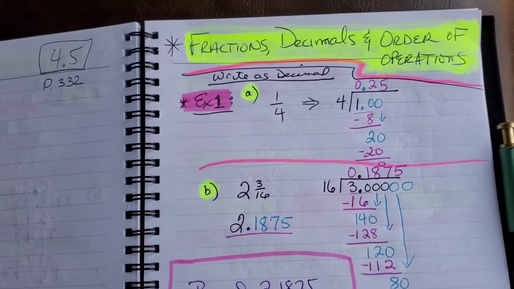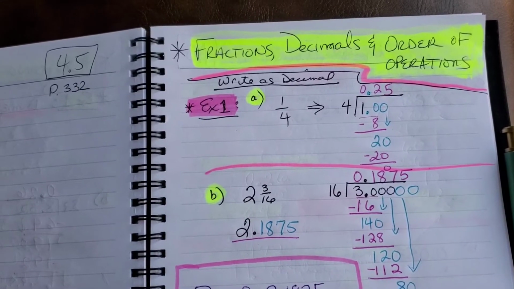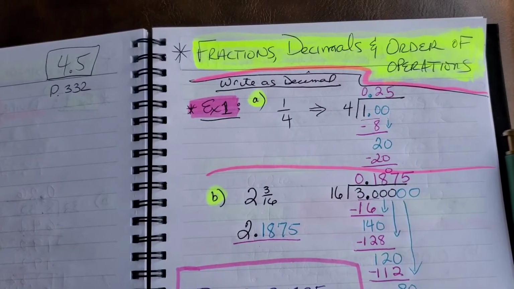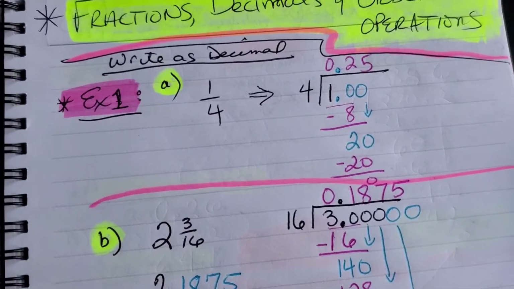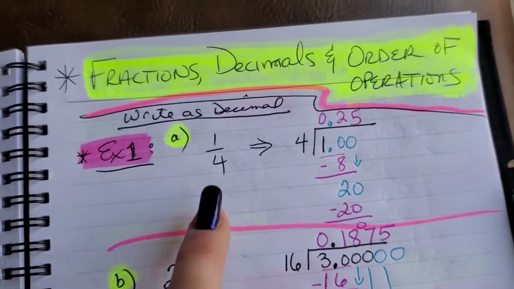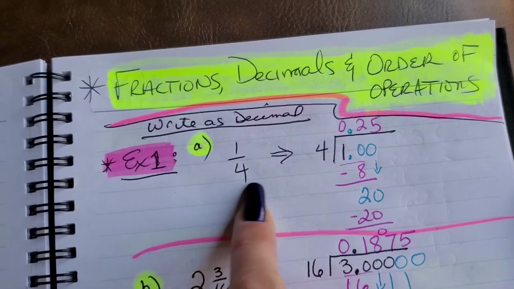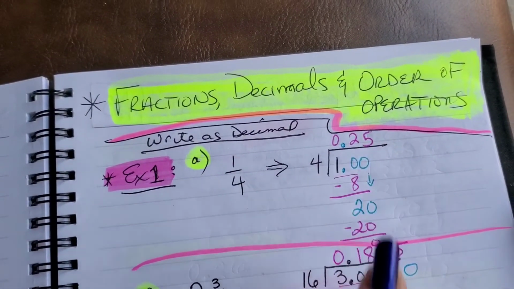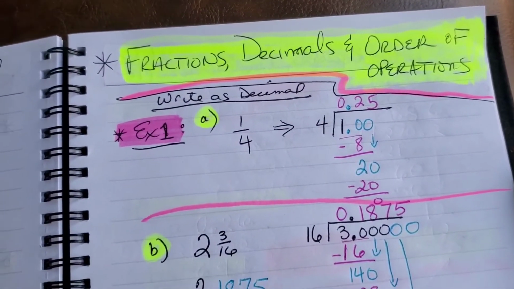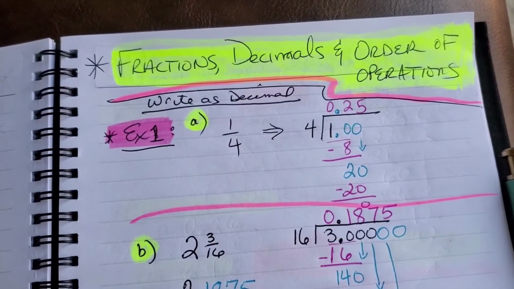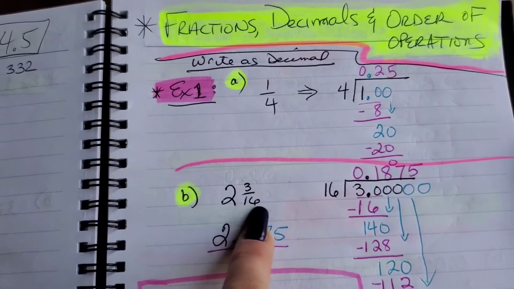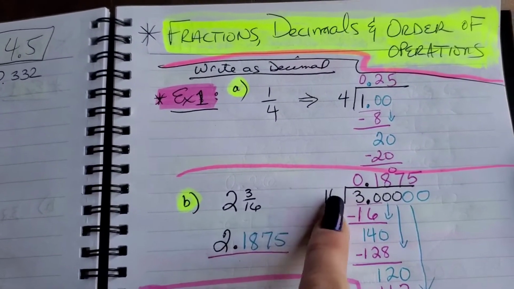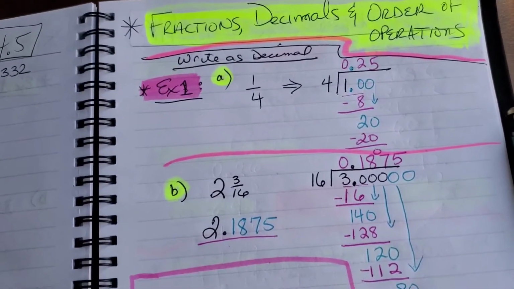We are now going to be talking about fractions, decimals, and order of operations. So a lot of what we need to do with our basic skills in math is to change fractions into decimals, okay? This is very easily accomplished on a calculator, obviously, but also we run across mixed numbers that need to be written as decimals as well.